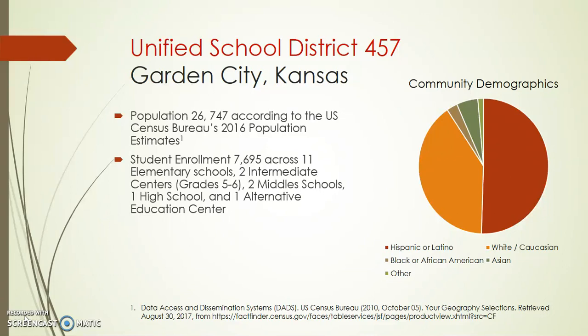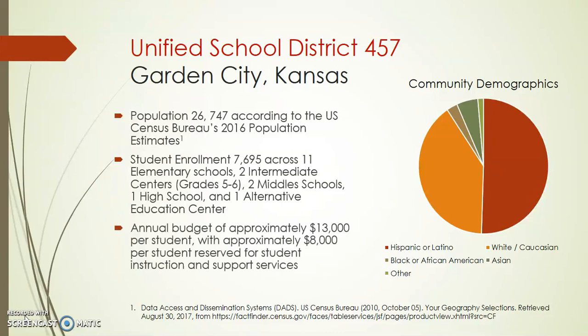About 8,000 students, actually a little less than 8,000 students are enrolled in our public school system. That's made up of 11 elementary schools, 2 intermediate centers, which teach grades 5 and 6, 2 middle schools, which teach grades 7 and 8, 1 high school, and then 1 alternative education center.